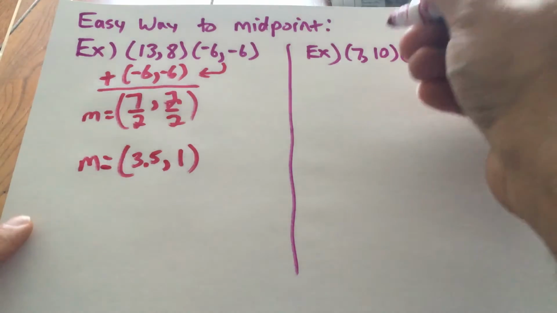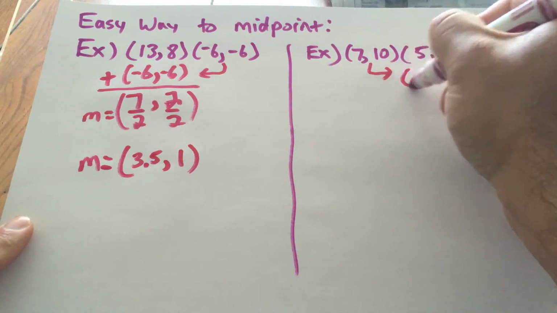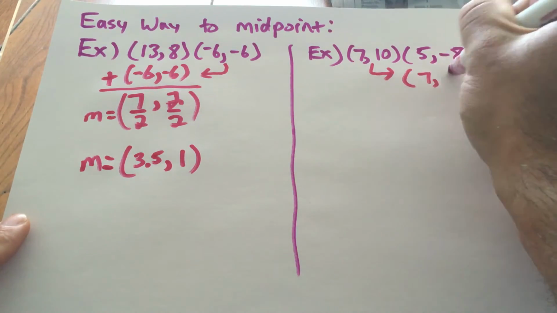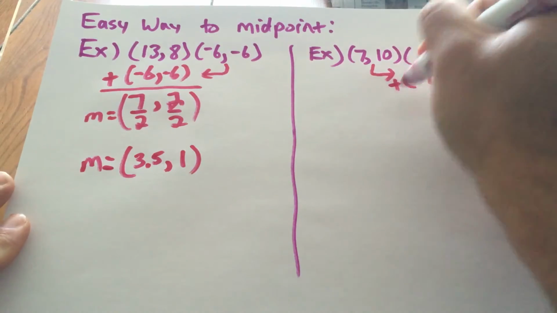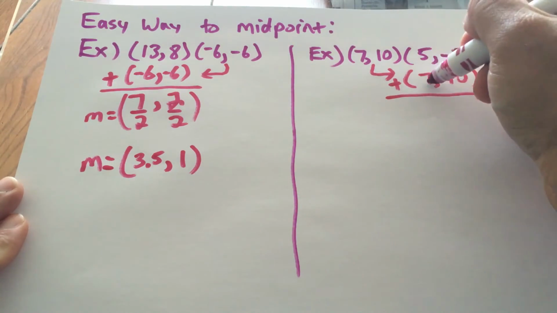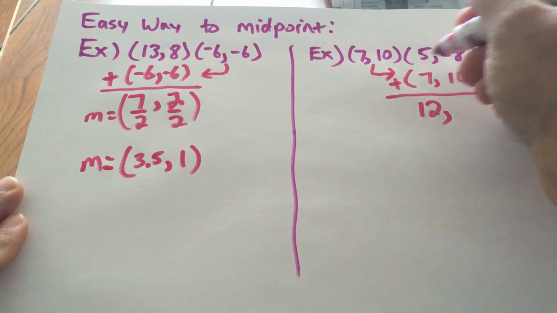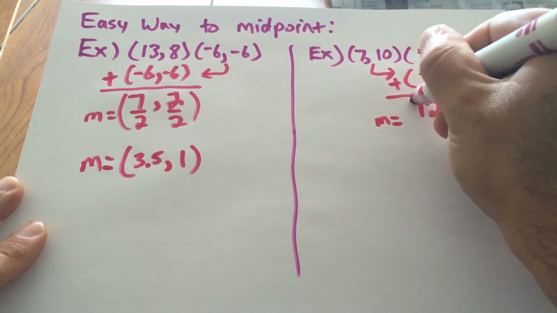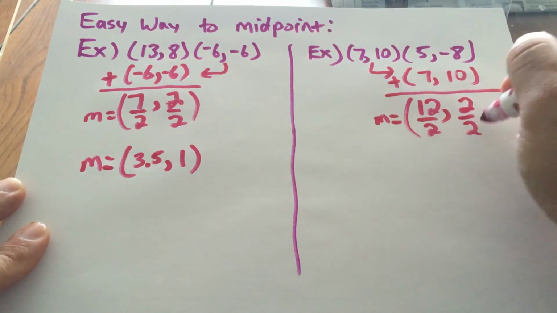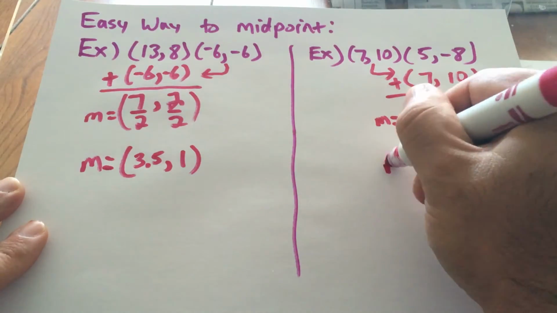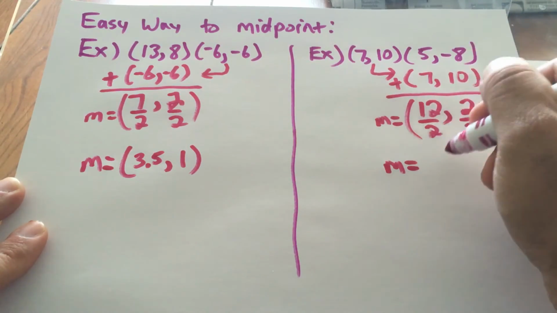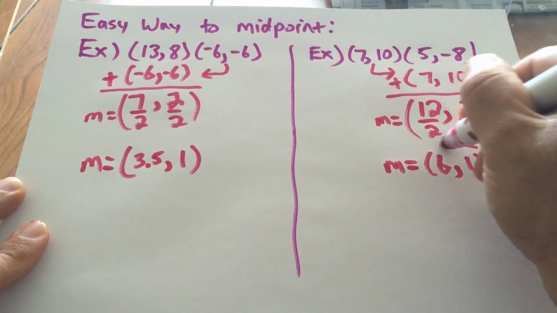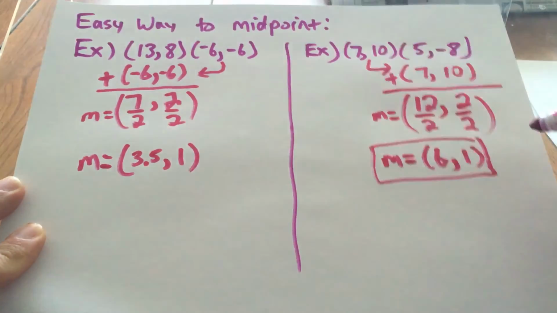Alright, so just to show you, we'll move this point here. It doesn't matter whether you move the first point under the second point or the second point under the first point. So we'll move this down here. And now we're going to be adding these 2 points together. 5 plus 7 is 12. Negative 8 plus 10 is a positive 2. And now the last step is to divide both of those by 2, and that will give us our midpoint. So our midpoint here is 12 divided by 2, which is 6, and then 2 divided by 2, which is 1. So in this case, our midpoint is at 6, positive 1.